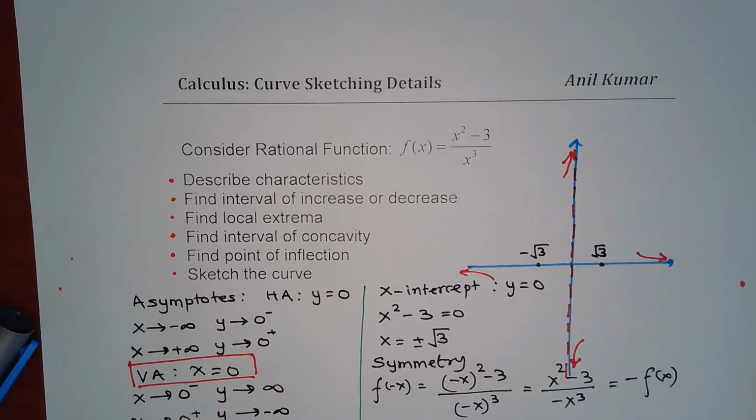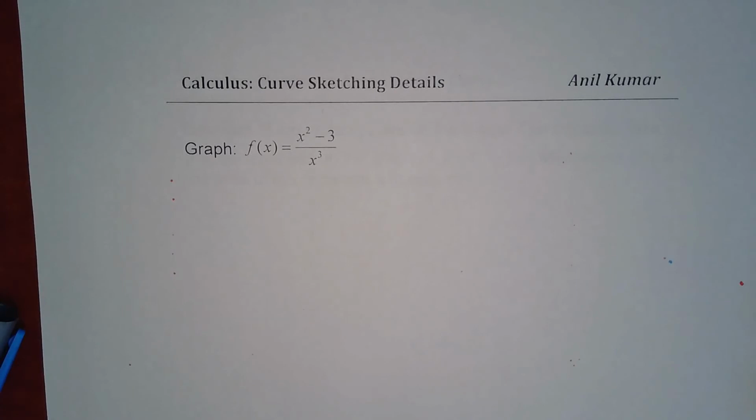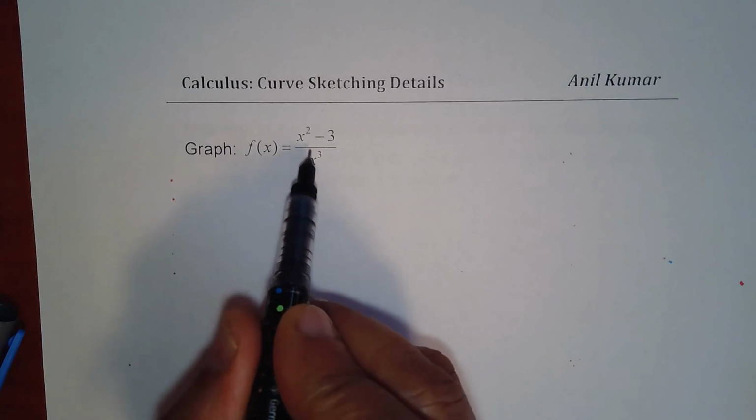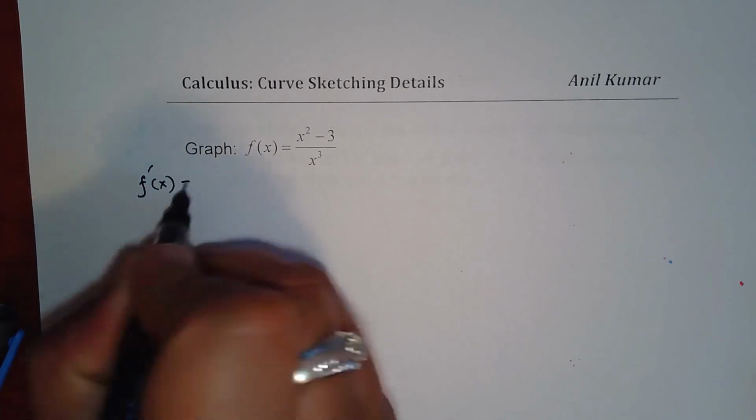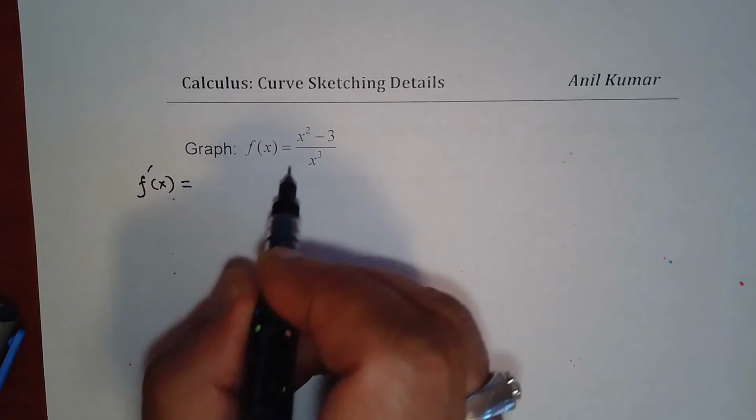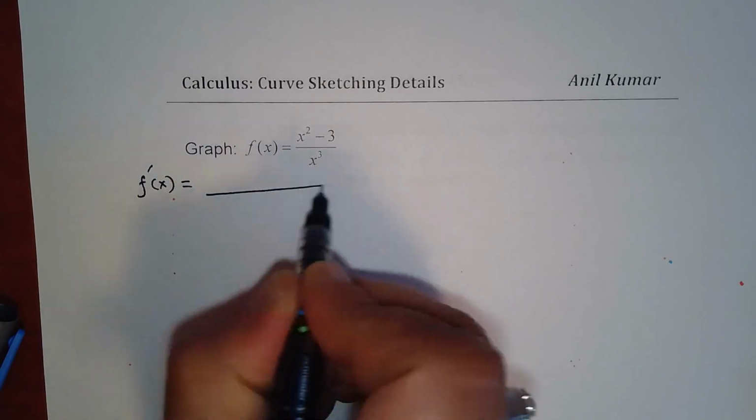Now, to find the intervals of increasing and decreasing and to find local maximum and minimum, we should find the first and second derivative of the function, analyze those derivatives, and then sketch the function. So now let us find the first and second derivative. We are given f of x as x squared minus 3 divided by x cubed. Let us find the first derivative of this function. We'll apply the quotient rule to find the derivative. So we get x to the power of 6.